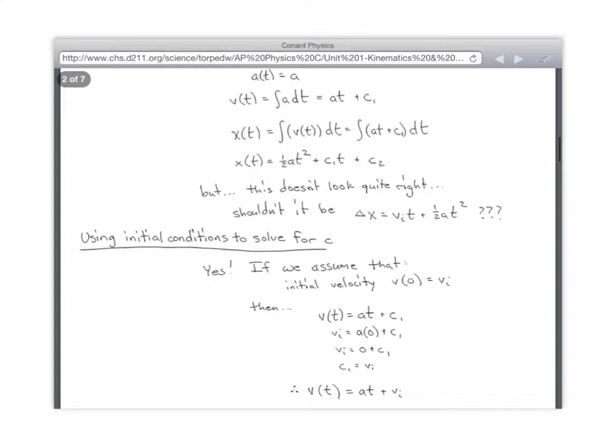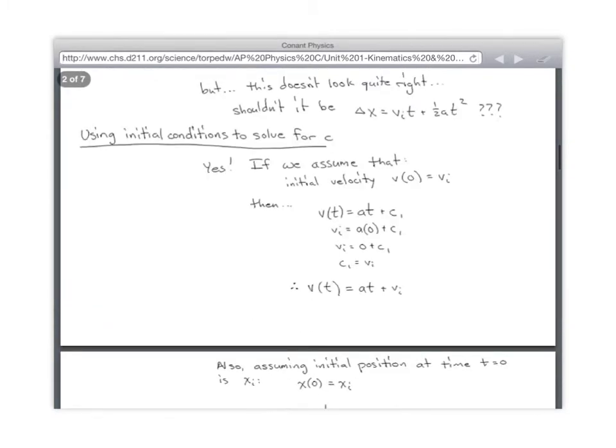Got it? Now, before we had C2 to take care of. How are we going to figure out what C2 is? In order to figure out one of these arbitrary constants, what do you need to know? You need to know some condition. That's right. We need to know initial position, right? So what is a good initial position? Xi. I like that.